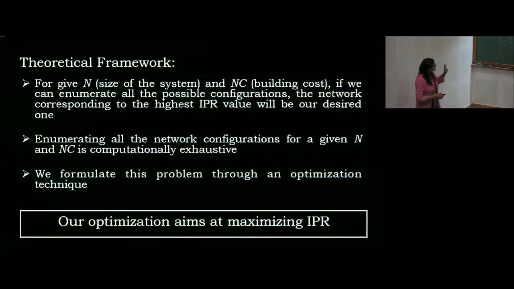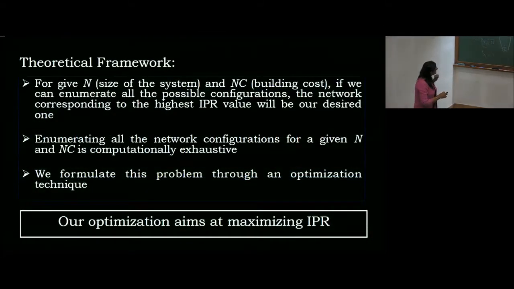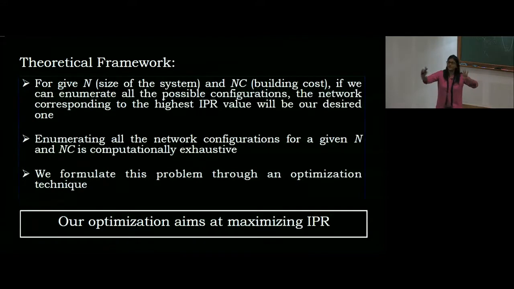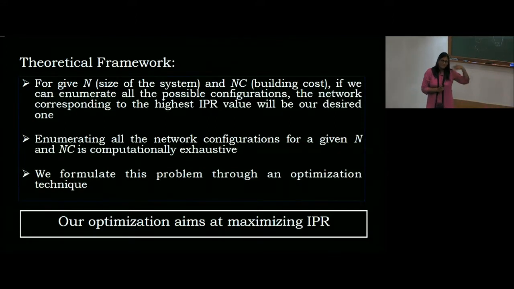So this is now the theoretical framework. For a given size n, where n is the size of the system, and NC is the building cost, meaning the number of connections, if we can enumerate all the possible configurations, then we solve the problem. We calculate the IPR for each, find the configuration where the IPR is maximum, and then we can investigate the structural properties of that best configuration.